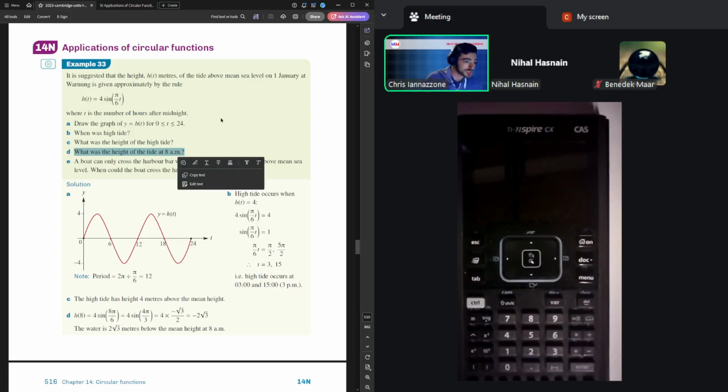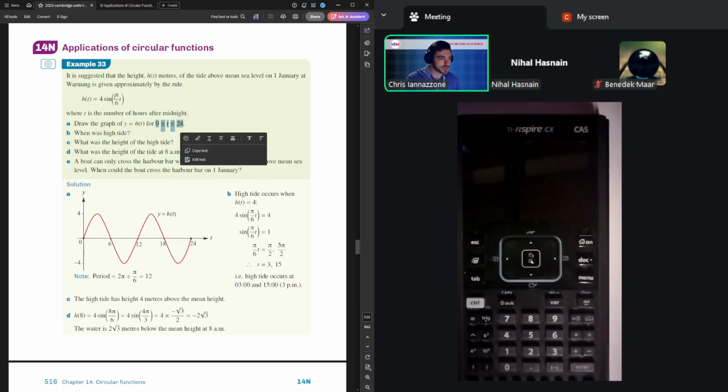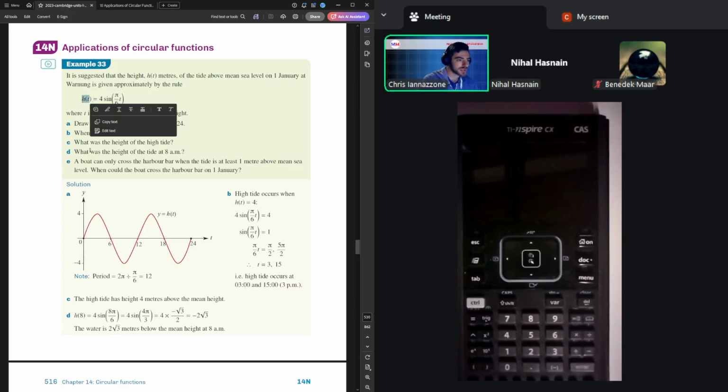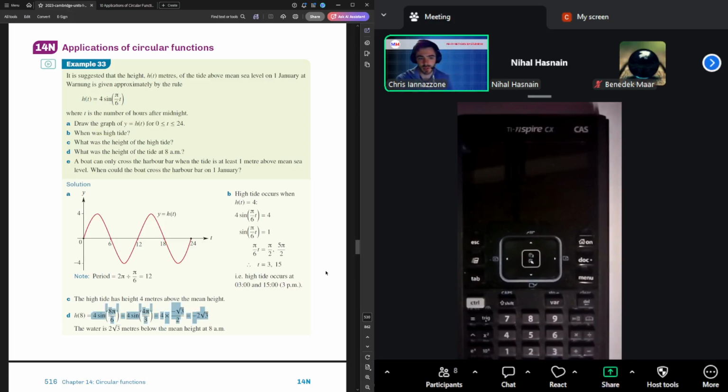Next one up, what was the height of the tide at 8 AM? Again, if necessary, you need to convert that AM or PM time into 24-hour time, because that's how t is defined. In this case, 8 AM is just going to correspond to t equals 8 anyway. So you shove in t equals 8, and you get whatever the height is out of that, which in this case, the mathematics behind that is presented there.